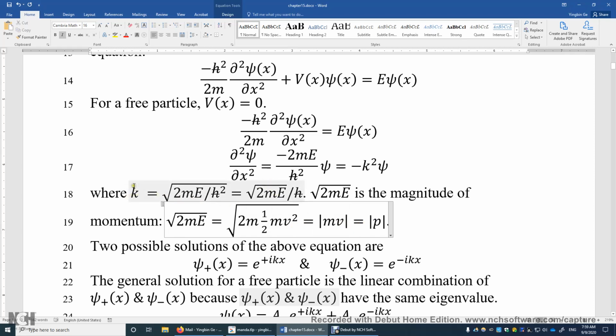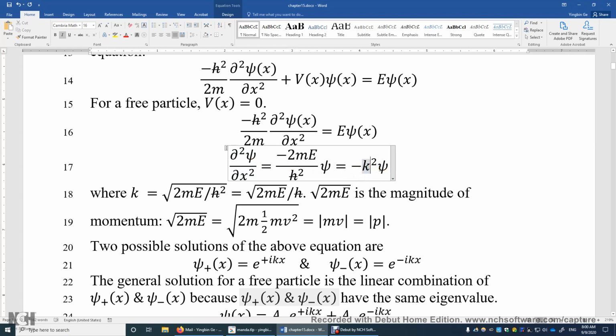So really this k is proportional to the momentum of the particle. The value of k is the magnitude of the momentum divided by h bar. And k times h bar is the magnitude of the momentum. Therefore, the momentum of this free particle is either k h bar or negative k h bar. Alright, so now again, let's look at this equation. It's simplified. The second derivative of psi is itself multiplied by negative k squared.